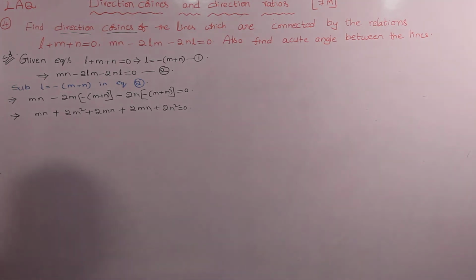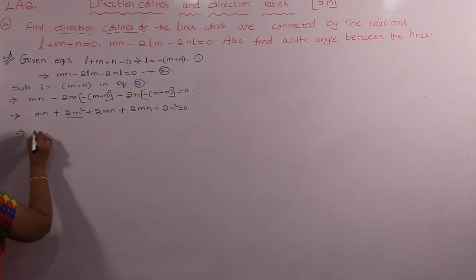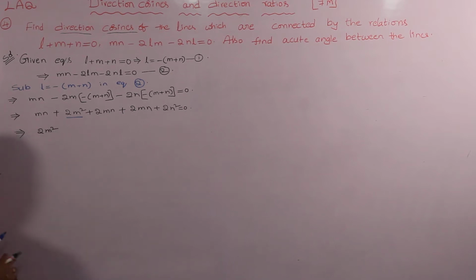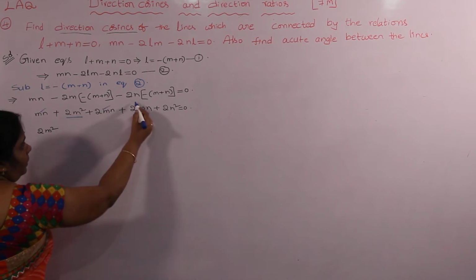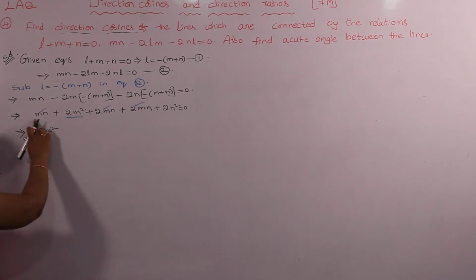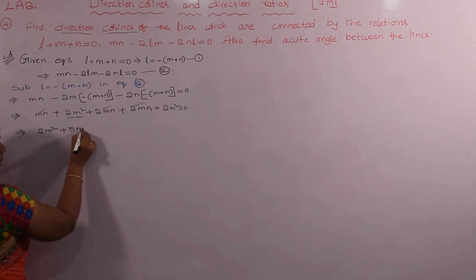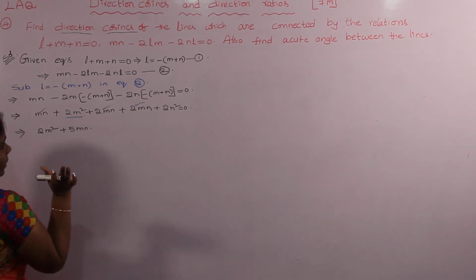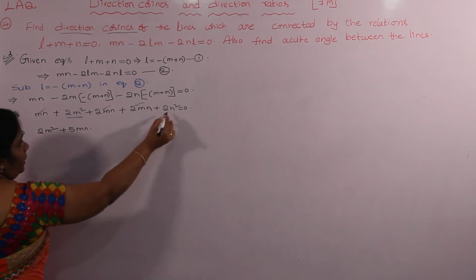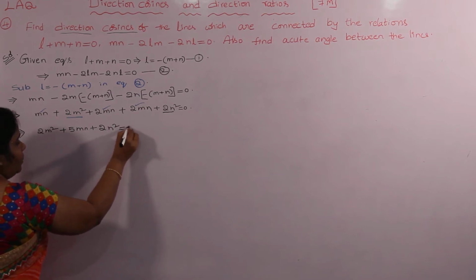Here we have first m square terms. Only one m square term, that is 2m square, so take it directly. Next, mn terms. This is 1mn, 2mn, 2mn. 1 plus 2 is 3, 3 plus 2 is 5. So the mn terms are 5mn. Next, come to n square. Here we have only 2n square, take it directly, equal to 0.